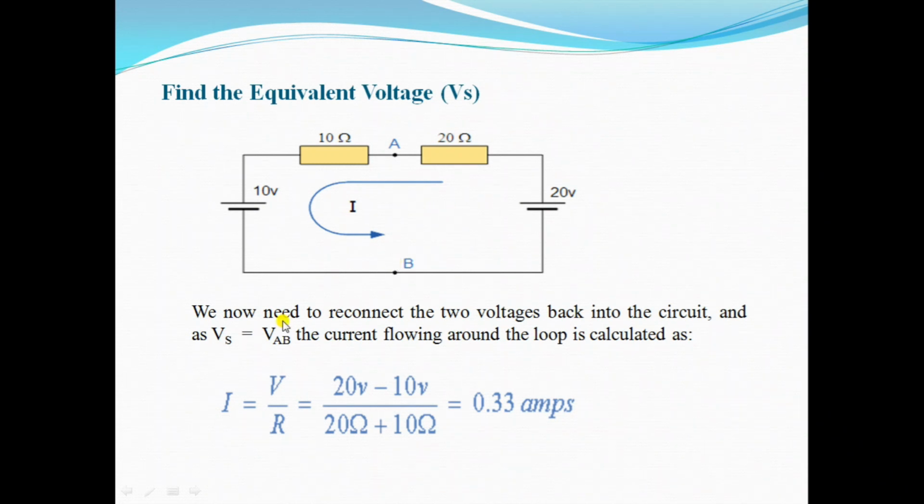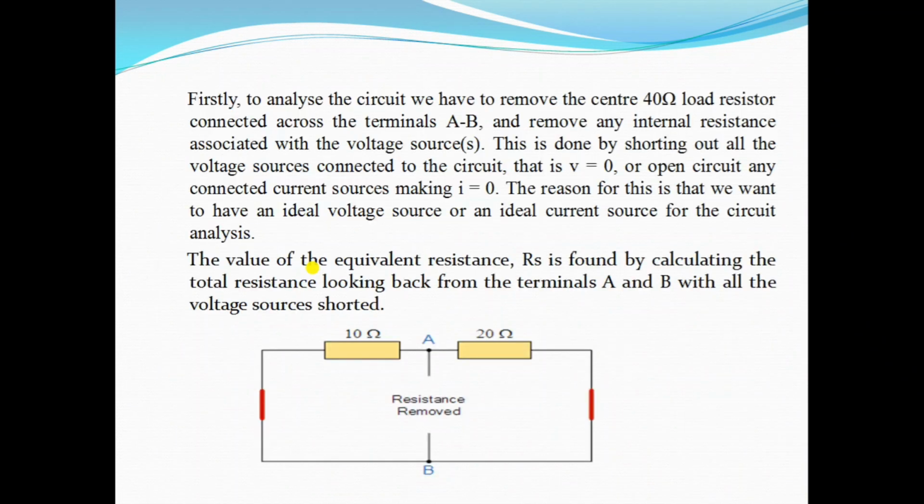What I will do, we need to reconnect the two voltages back into the circuit, and as Vs or Vth equals VAB, the current flowing around the loop is calculated as I equals V by R. In the first step, we removed the load resistance and made the LHS side and RHS side a short circuit.